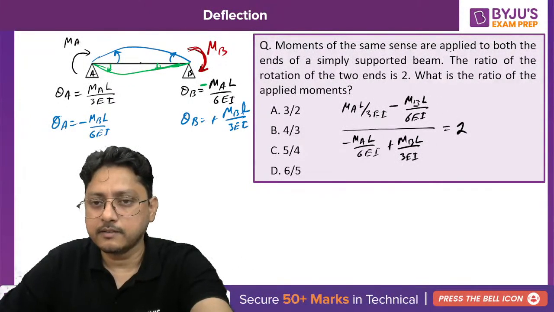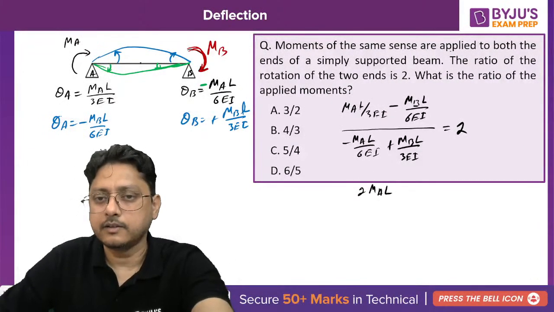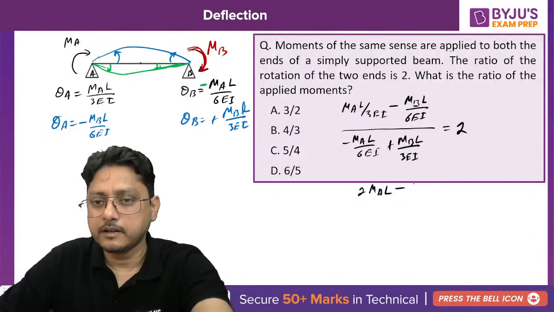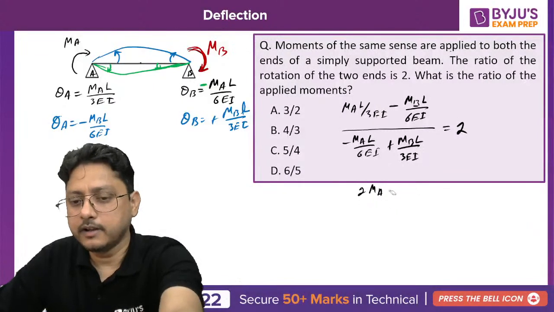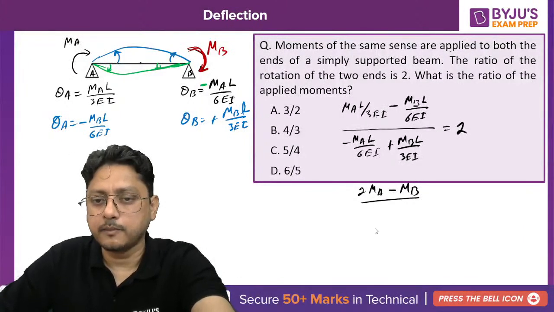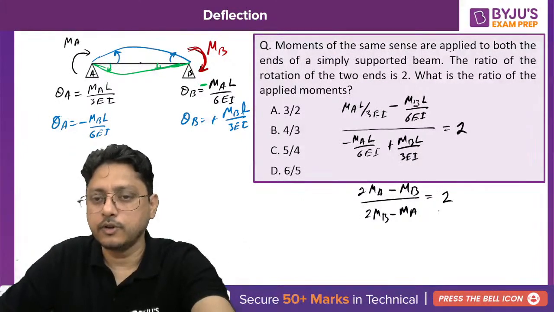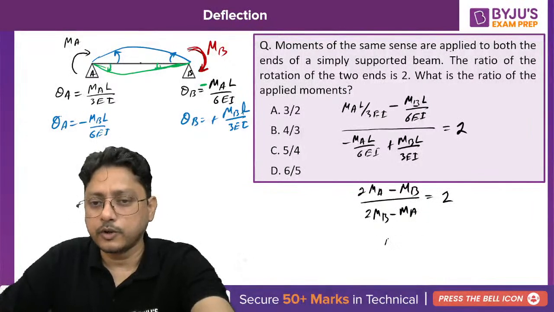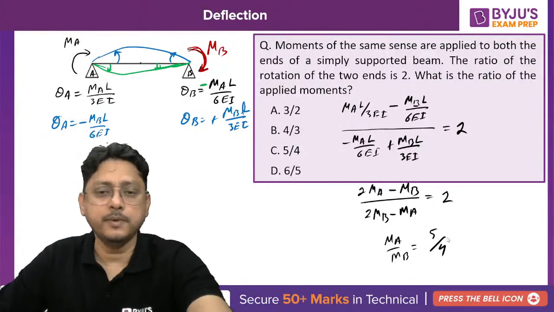Multiply by 6EI to the top and bottom, what will you get? Twice M_A L, and the 3EI will get cancelled, minus M_B L, L also will get cancelled. So take the common L. So 2M_A minus M_B divided by, how much will you get at the bottom? 2M_B minus M_A equals 2. If you solve this one, you are going to get M_A by M_B is equal to 5 by 4.